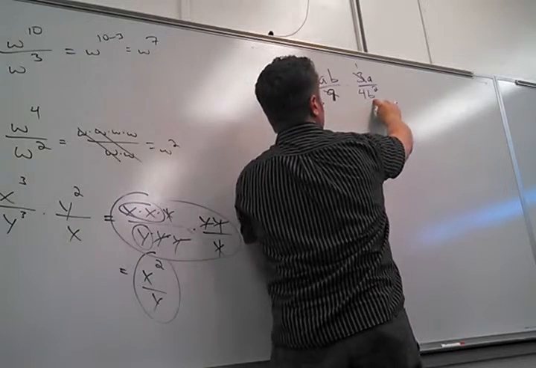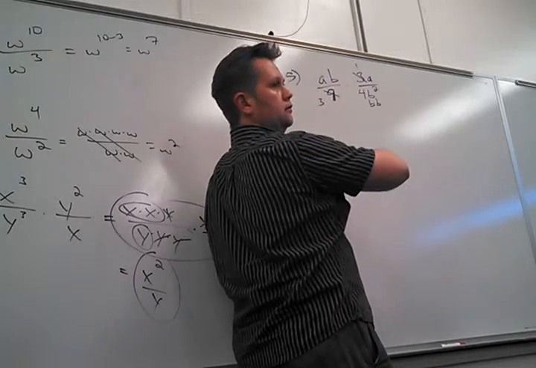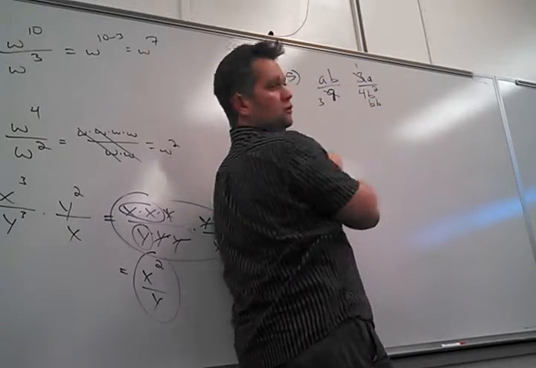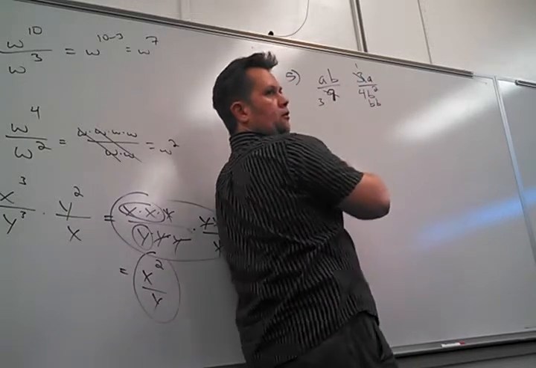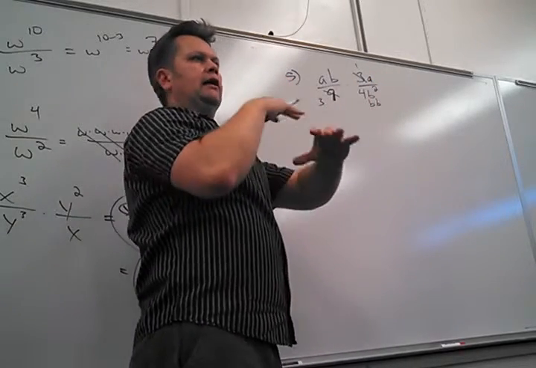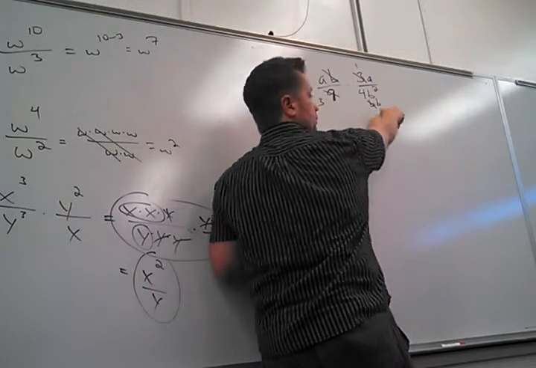So on the bottom I have a 3, and a 4, and a b. Can I kill that a? No. Thank God, right? Why can't I kill that a? They're both on the top. They're both multiplying. One is not dividing and the other one multiplying. That would be opposite operation. These are both on the top. They're both multiplying. They can't cancel.